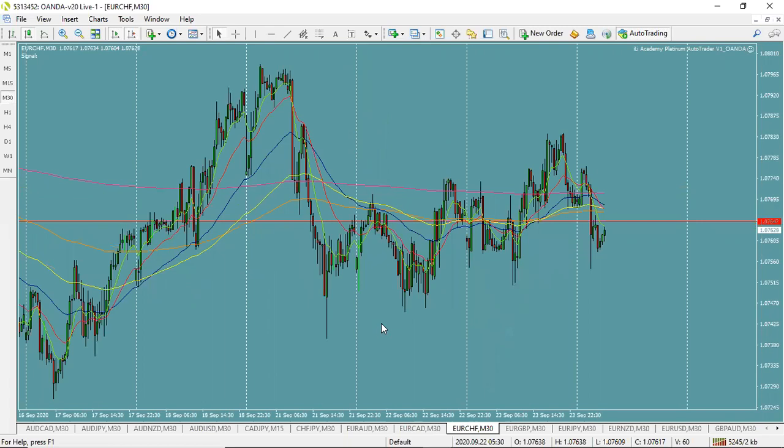Looking at the Euro Swiss, this one's all discombobulated here too. Kind of in the middle of a range here. I'm going to go ahead and throw on a couple lines. Yeah, we'll leave it in white. This is easy to see.